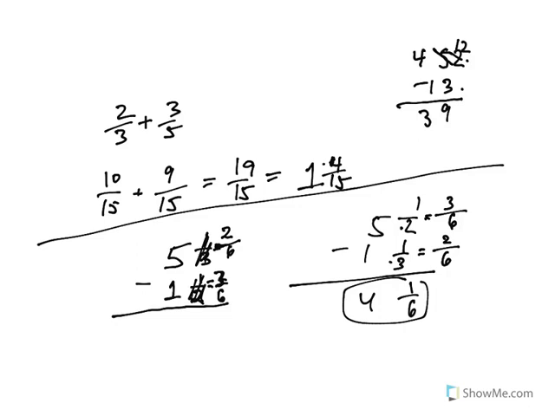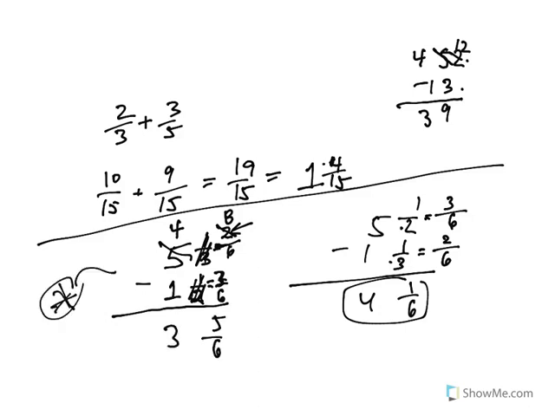Same idea here. We trade in the 5. We don't turn this 2 into a 12. We turn in the 5 for 6/6, and we already had 2/6. So this numerator does not become 12, but becomes 8. And now you can do 8 minus 3 and get 5/6.